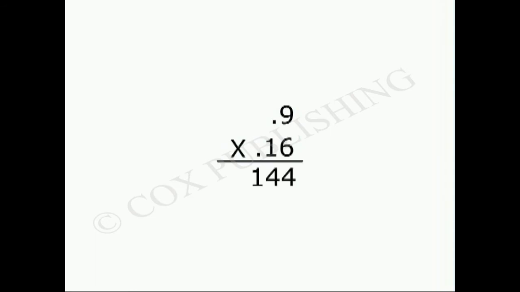I now have to place my decimal point in my answer. I have a total of 3 decimal place values in my problem, and I have 3 places in my answer. So all I have to do is place the decimal point over 3 places from the right. The answer is 144 thousandths. Excellent. One more multiplication problem.